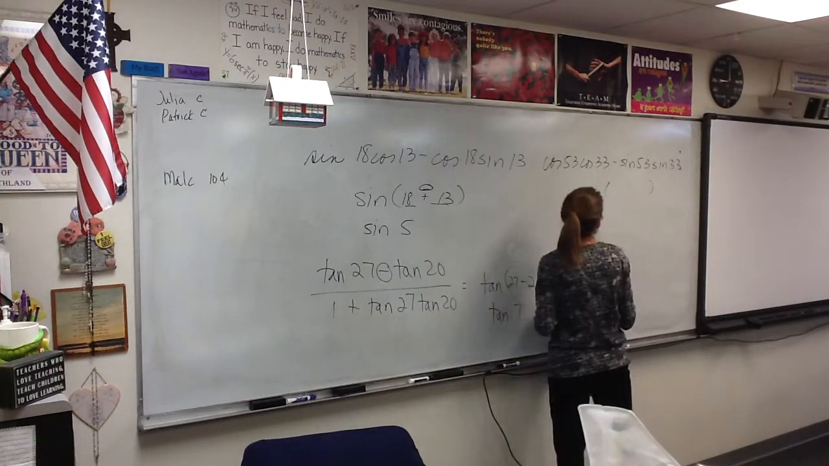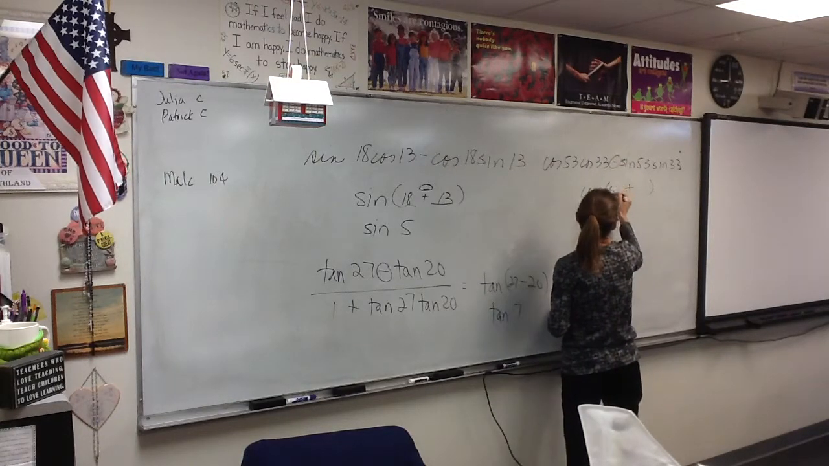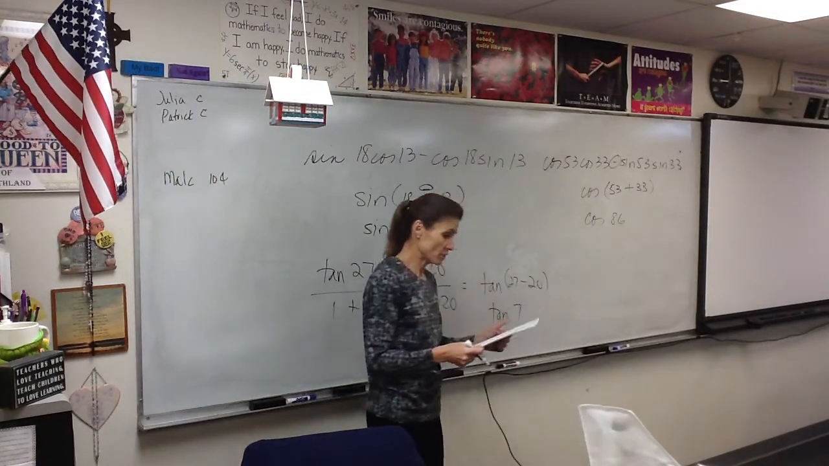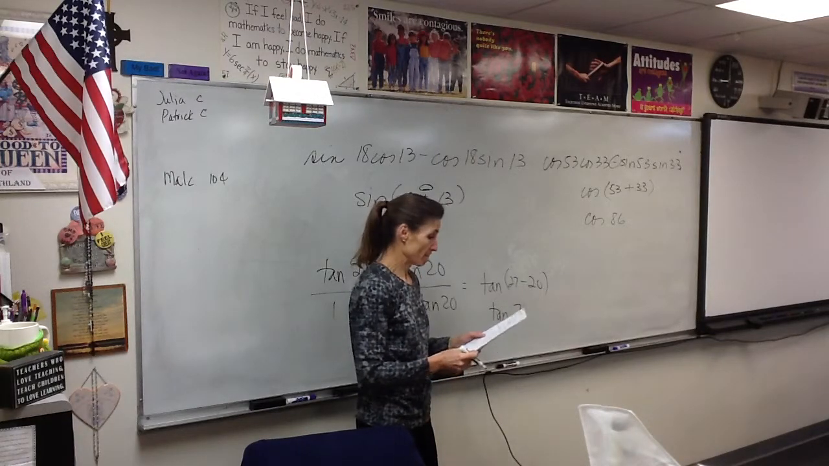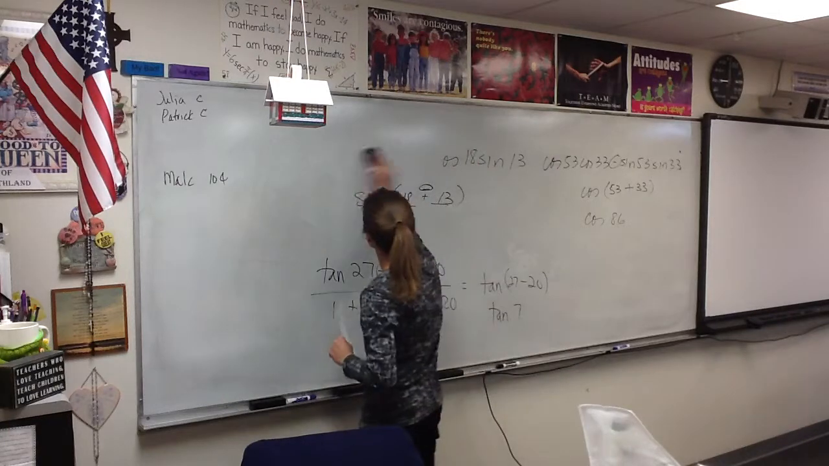Sum or difference? Sum. So it would be 53 plus 33, so it's the cosine of 86. Now, anybody have any question about that? Two twos. All right, then we're going to do the cosine of 195.